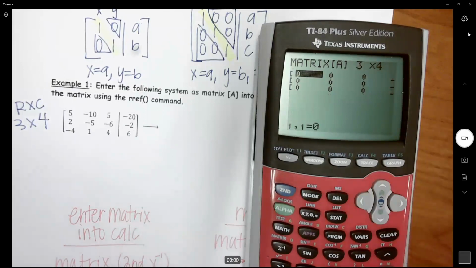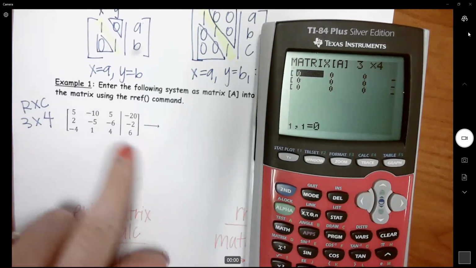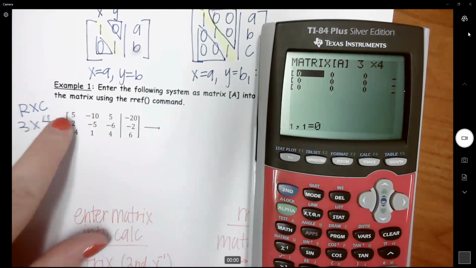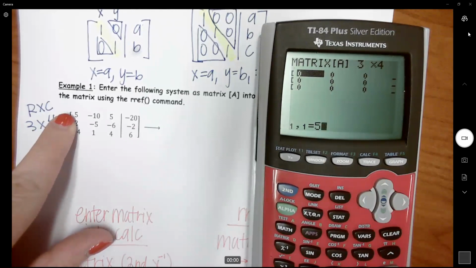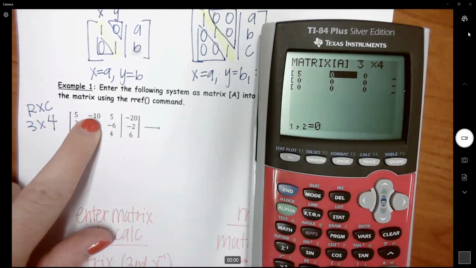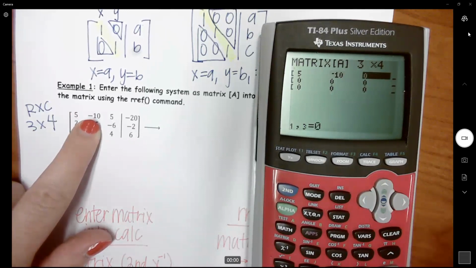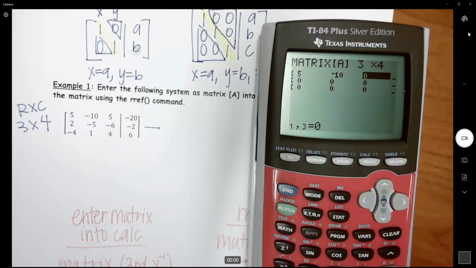Okay, so once you do a 3 by 4, now just enter in this matrix exactly how you see. So when I put in 5 and I hit enter, it automatically goes over here to the next one. So -10, enter. It goes over to the next one. So just put them in, 5, enter, -20, enter. It goes down to that next row already for us. 2, enter, -5, enter, -6, enter, -2, enter. Keep going.